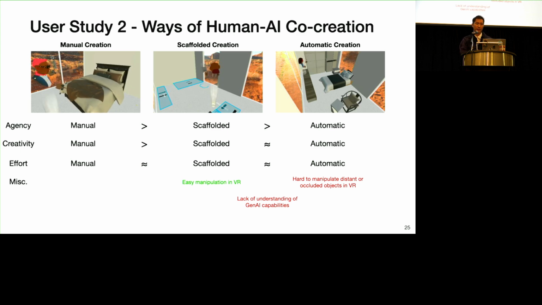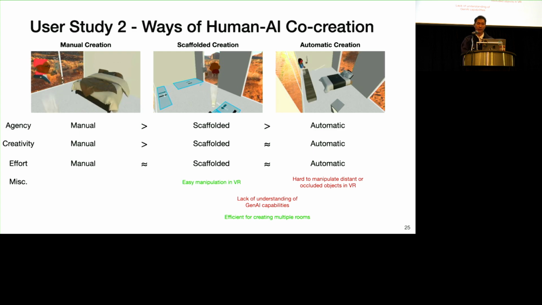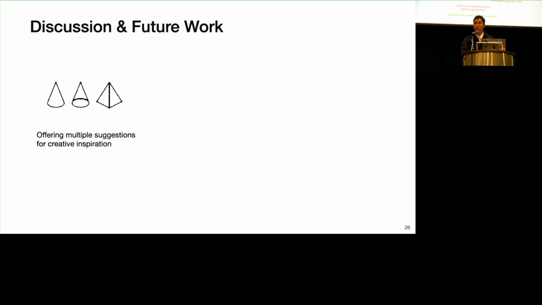Also, people tend to have less understanding of Gen AI's capability. For example, they don't know that we can't really generate a red bed for them because the color label is not included in our data sets or the training at all. And lastly, we found that during the interview, people felt like using AI would be very efficient for them to create multiple rooms at once, and would be way more efficient than manual creation.